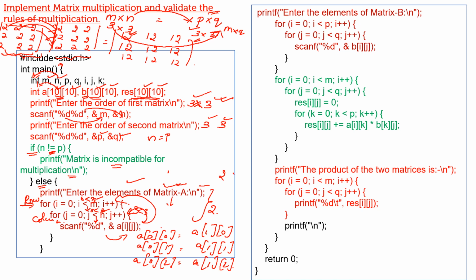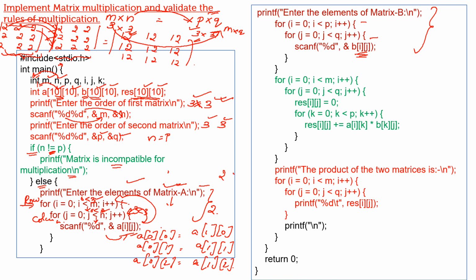Same thing you are going to repeat for your matrix B. You are going to use 2 for loops. The only difference is the location will change. There it is A of ij. Here it is B of ij. The second matrix will be stored in the second array B of ij. Scanf %d ampersand B of ij. You have entered the elements now.